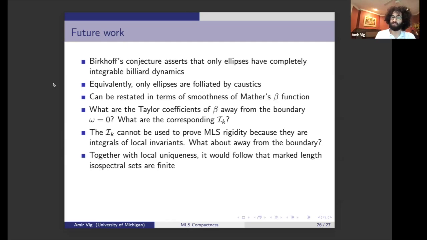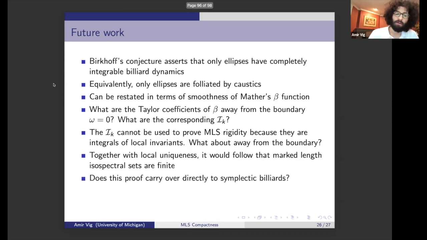And I should also mention that in the boundaryless case, where you have manifolds of negative curvature, people also study the Mark-length spectrum, and there's a result of Colin de Verdière and Guillemin and Lefebvre that shows that in that setting, you actually have local uniqueness. So if they could get this kind of compactness, then again, you would get finiteness of isospectral sets.